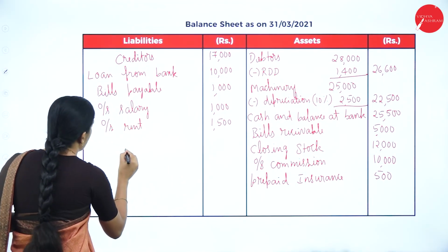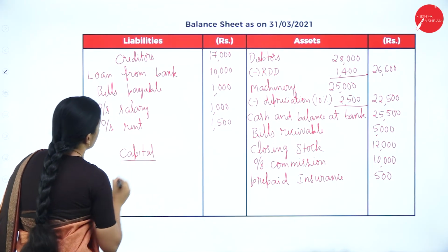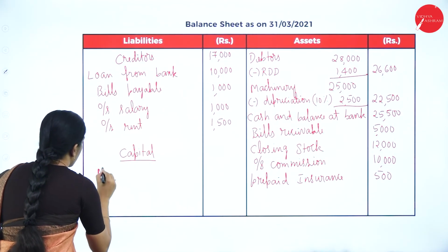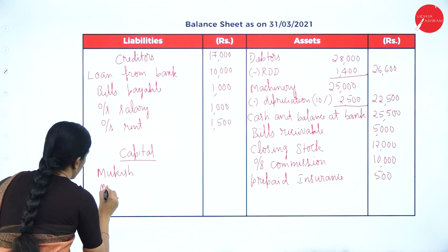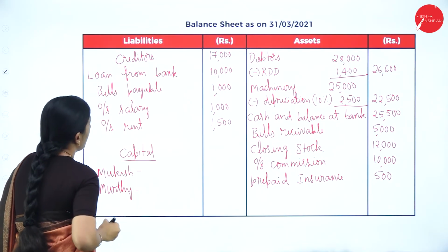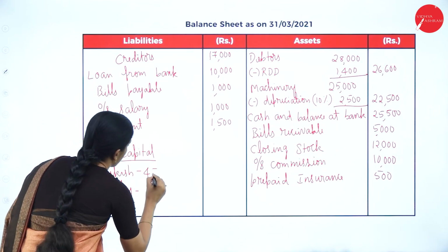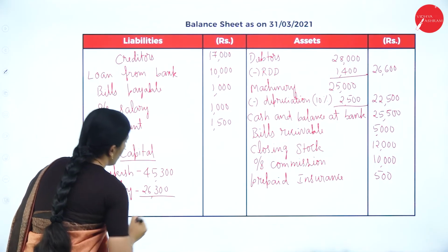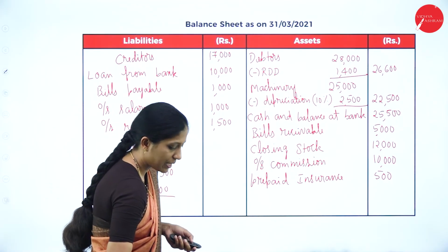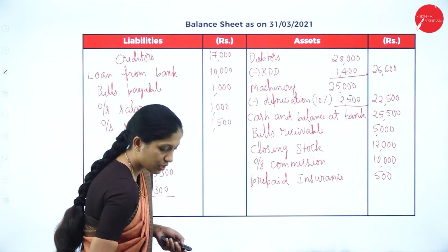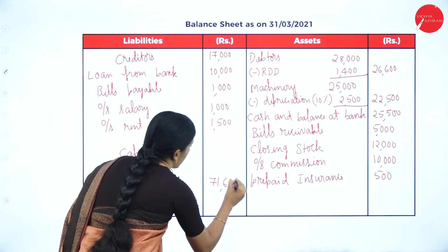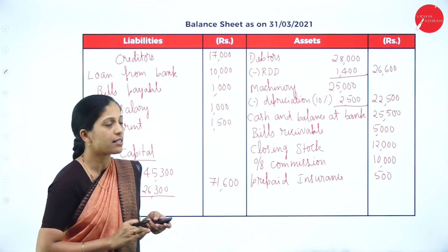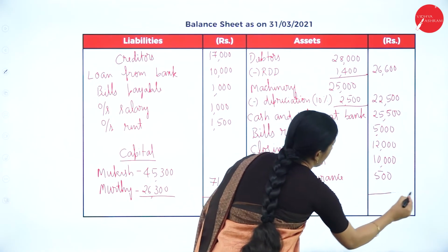Now we have to record the capital. So which capital will you record? The balancing figure that you have got here. So Mukesh and Murthy, and the capital amounts are 45,300 and 26,300. 45,300 plus 26,300 will be 71,600. Now we are done with all the items. We have recorded all the adjustments as well as the items in the trial balance. Now we shall balance, so that let us see whether our balance sheet tallies.